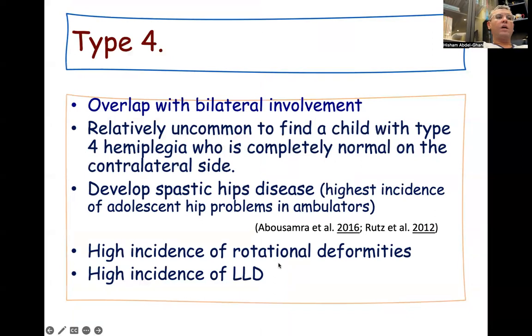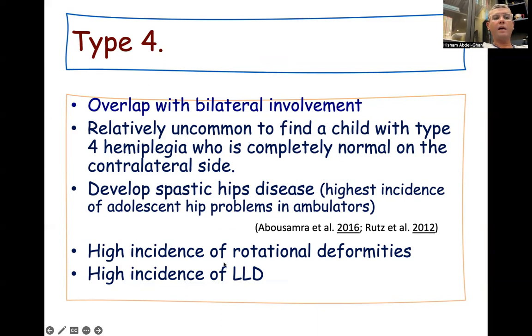Type 4, it is relatively uncommon to have a child with pure or isolated type 4 hemiplegia, who is normal on the contralateral side. And this patient is liable to develop spastic hip disease and hip dislocation. And this is the commonest cause of hip dislocation in ambulatory cerebral palsy. We know that spastic hip disease usually develops in non-ambulators. But this is the only exception, that a patient with type 4 hemiplegia may develop spastic hip disease and hip dislocation in spite of being ambulatory.